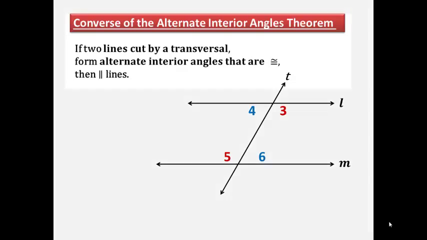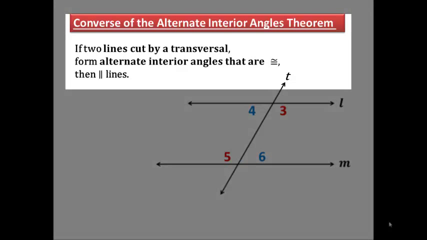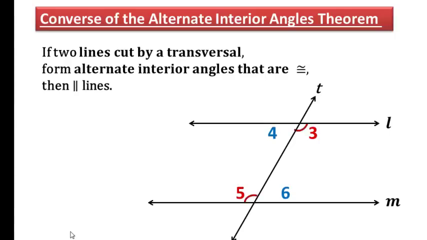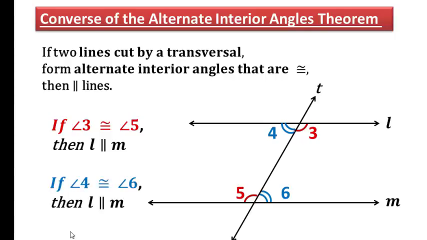Let's get started. The converse of the alternate interior angles theorem says, if two lines cut by a transversal form alternate interior angles that are congruent, then we conclude that we have parallel lines. So looking at this diagram here, if we're given that angle 3 is congruent to angle 5, well then we could conclude that line L is parallel to line M. And if we are given that angle 4 is congruent to angle 6, well then we can make the conclusion that L and M are parallel.